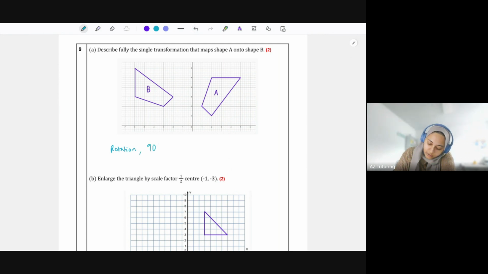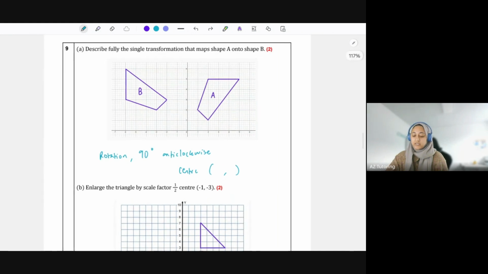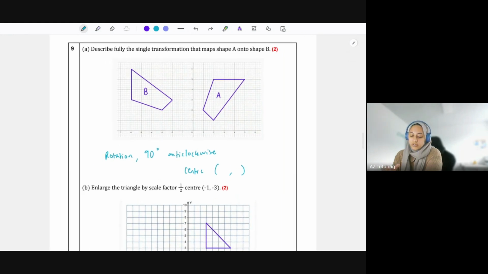90 degrees anti-clockwise. Anti-clockwise. And you have to also work out the center of where that rotation happens from. So on your tracing paper, you would draw that, you would have turned your tracing paper, realize it's anti-clockwise 90 degrees. But to work out that center, you'd have to use a compass and draw some perpendicular bisectors to figure it out. I can't do that on the tablet right now to figure out what is actually the center. So unfortunately, I can't answer that part of the question. But it is rotation 90 degrees anti-clockwise.